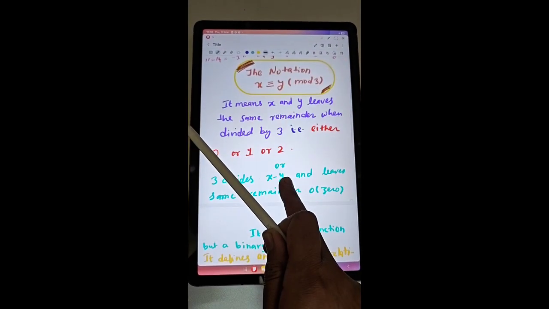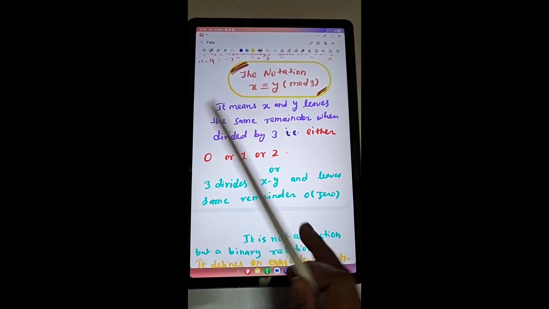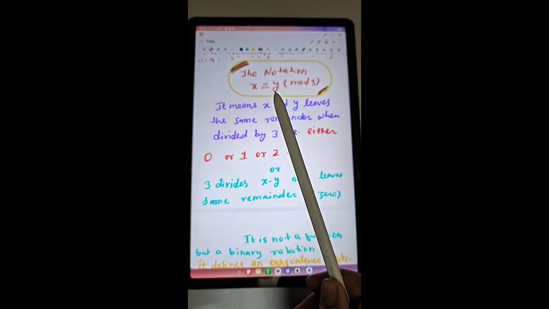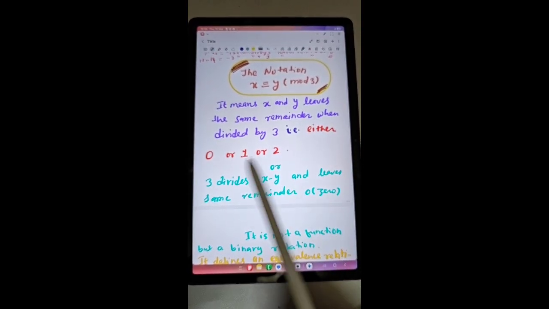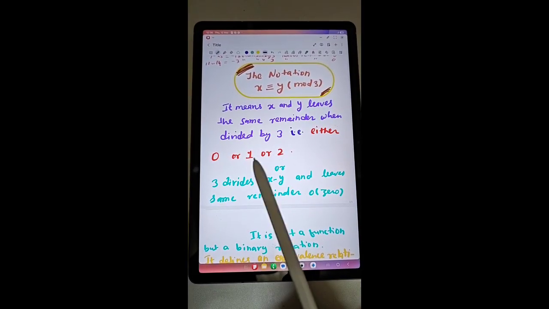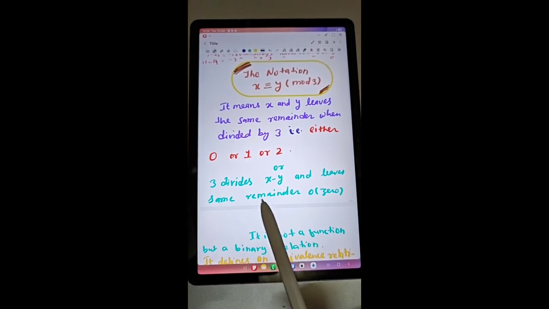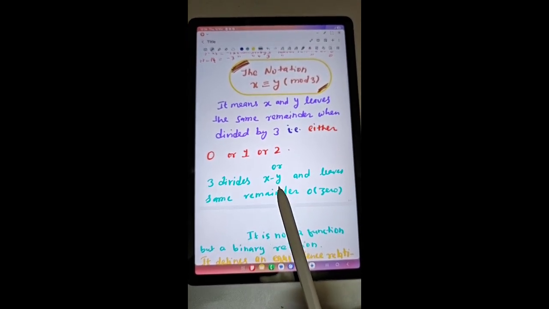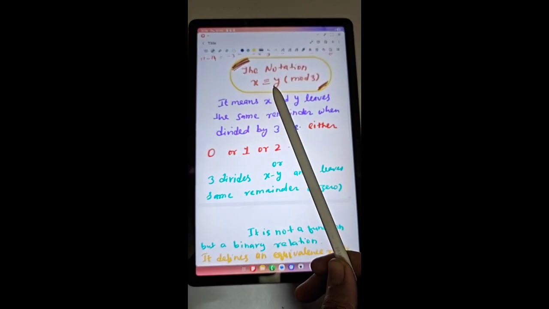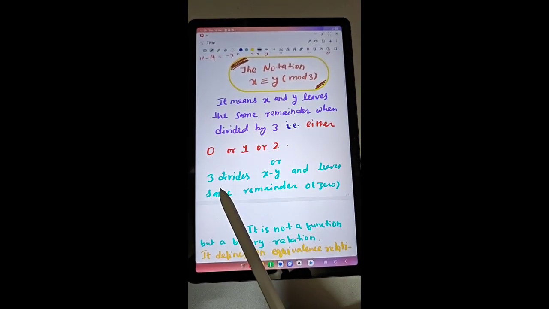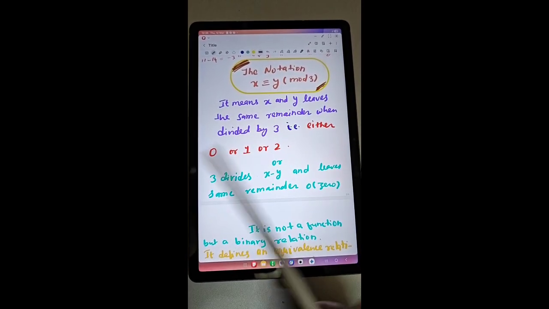Now let us discuss important properties related to congruence modulo. The notation x congruent to y modulo 3 means x and y leave the same remainder when divided by 3, either 0 or 1 or 2, because division by 3 gives remainder 0, 1 or 2. So 3 divides x minus y, in other words, leaving remainder 0. When we subtract these two, it gives remainder 0 on division by 3. These are the two definitions of x congruent to y modulo 3.